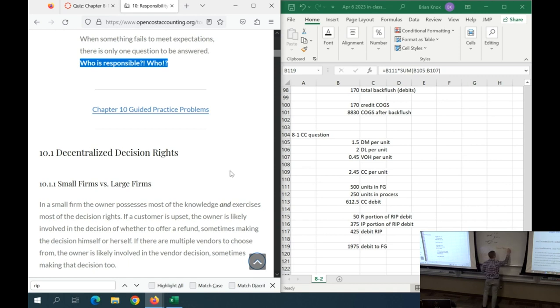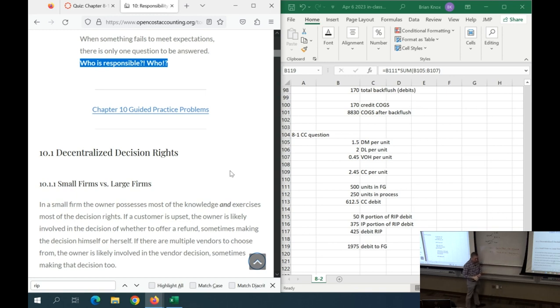The longer name is Service Department Cost Allocations. I think the module just says Service Departments. That's 10-1. And then 10-2 covers transfer prices and ROI/residual income.